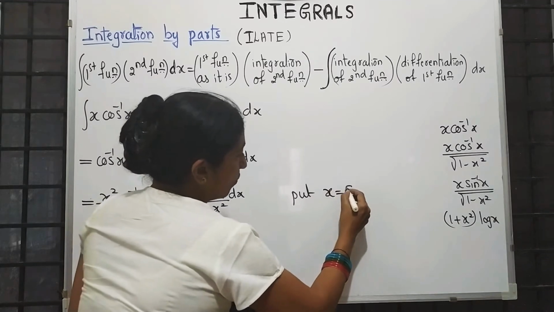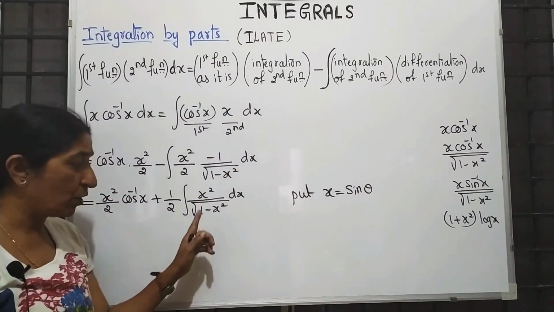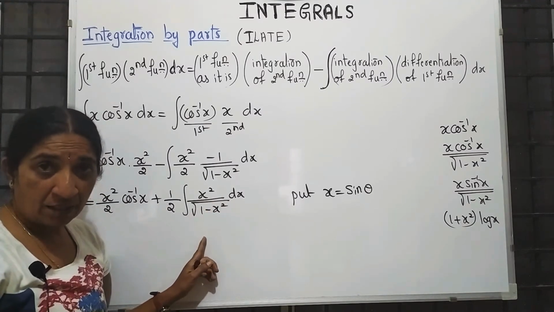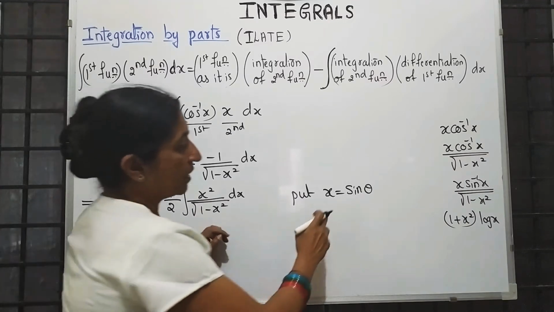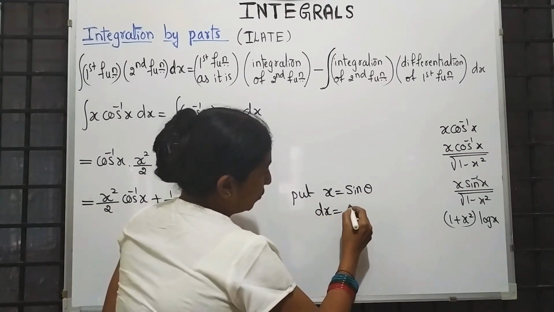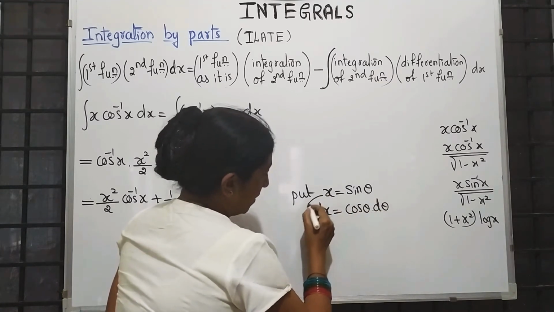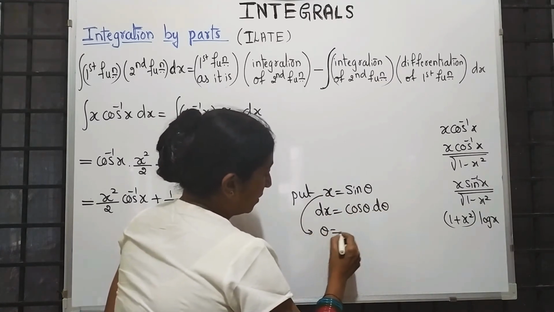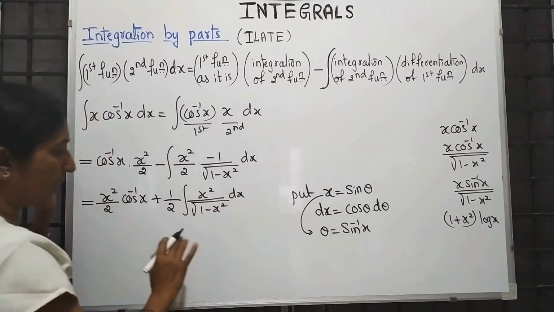Put x equals sin theta or cos theta, whichever you want, because under root 1 minus x square, you can write either sin or cos. Here I am writing sin theta. dx is equal to the differentiation of sin theta, which is cos theta d theta. What is theta? Theta is sin inverse x. For convenience, I just wrote it here.